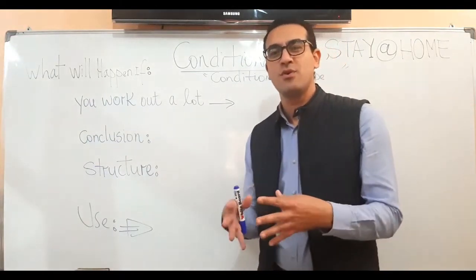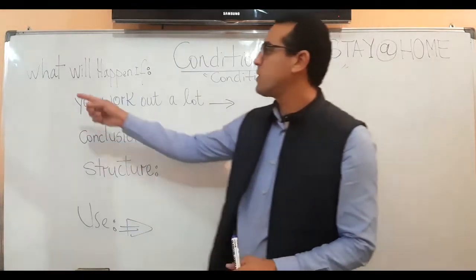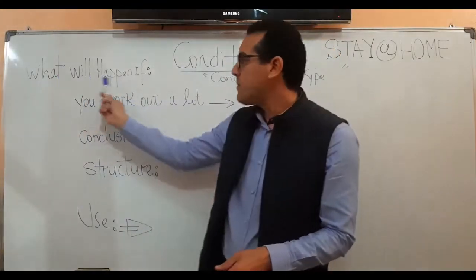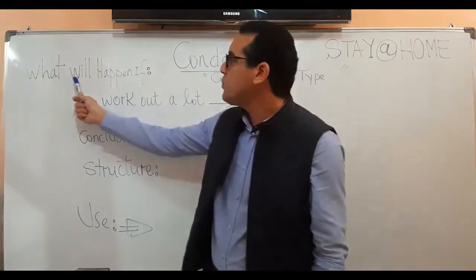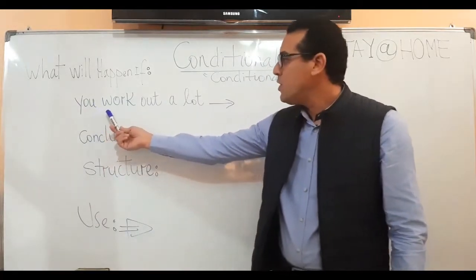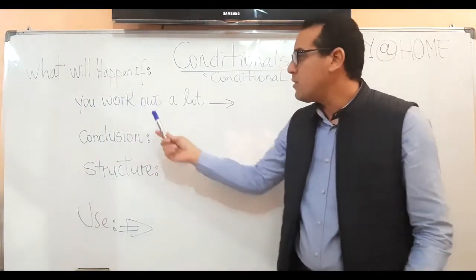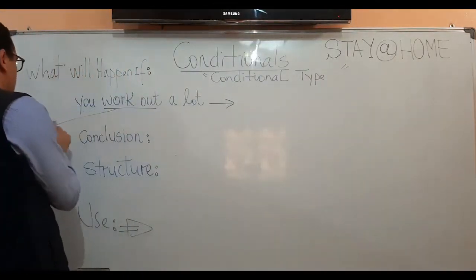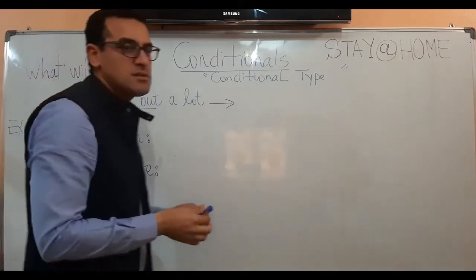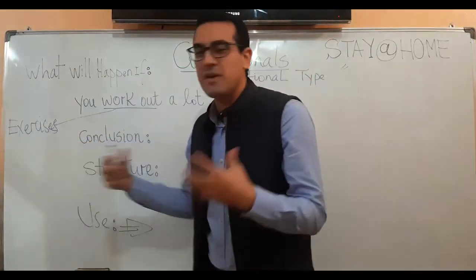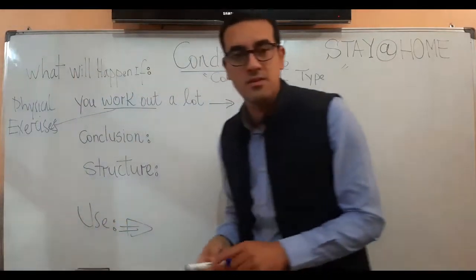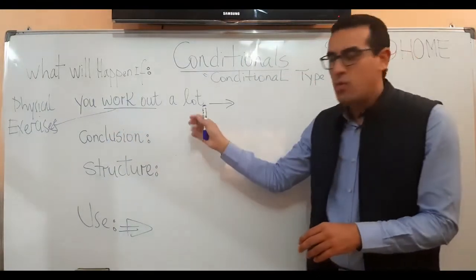Let's move now to the next type. As you can see, we have changed the question here. In the previous type, we actually had what happens if. Now we have what will happen if. What's the situation that we have here? The situation is this. You work out a lot. Work out simply means make a lot of exercises. Not classroom exercises, but physical exercises. To do some kind of sports. Physical exercise. Okay? If you work out a lot, what's the result?